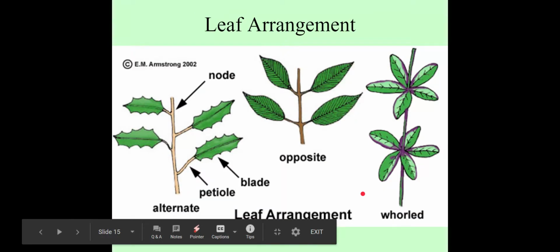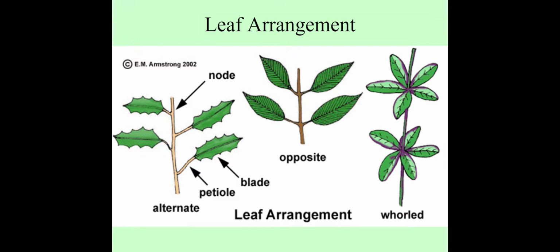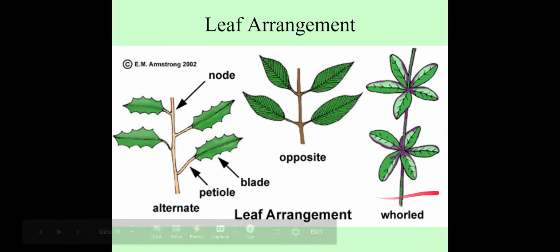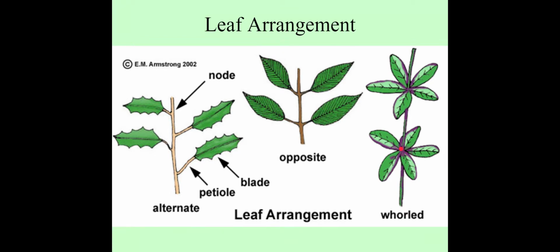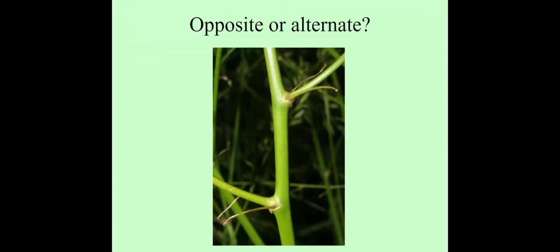Here's another picture of the alternate. Opposite is like if you put up your arms, and alternate is like if you have one of your legs and one of your arms up. And then there's this other wonky one called whorled, and that's when they all come off of the center. You don't see this one very often. So what is this, opposite or alternate?